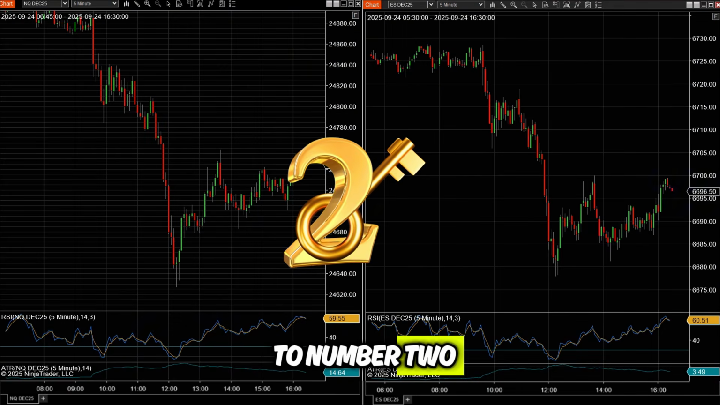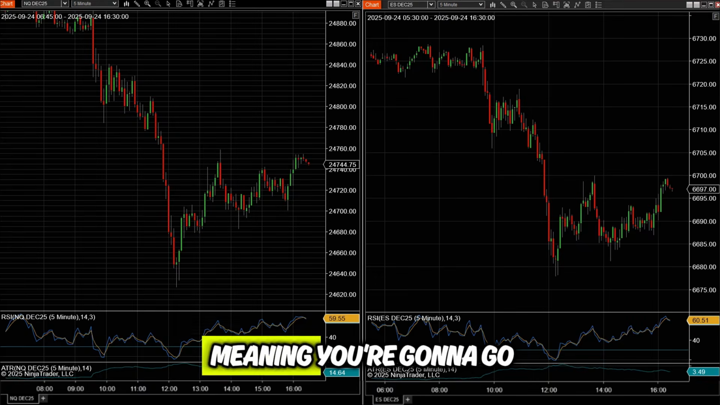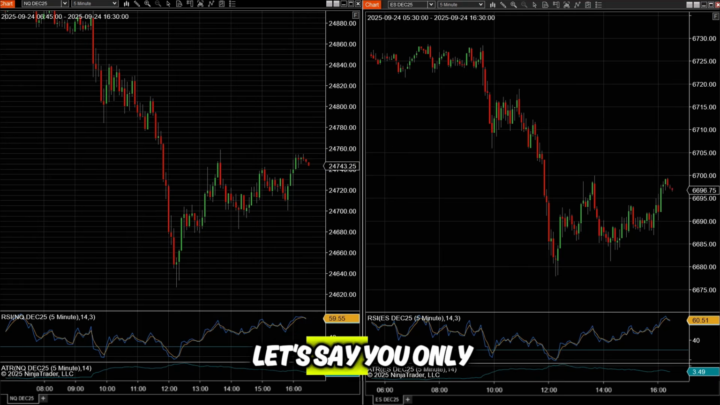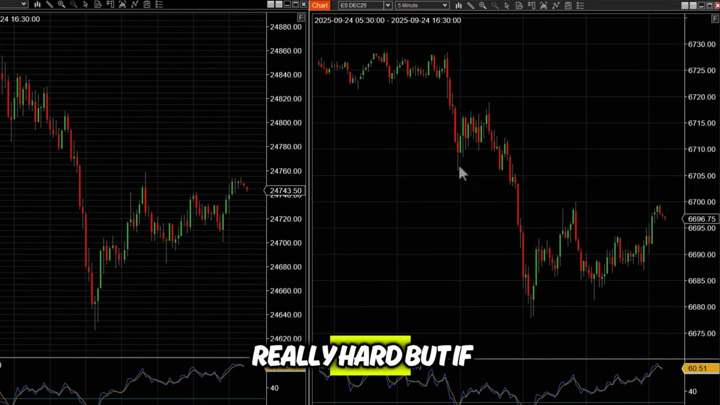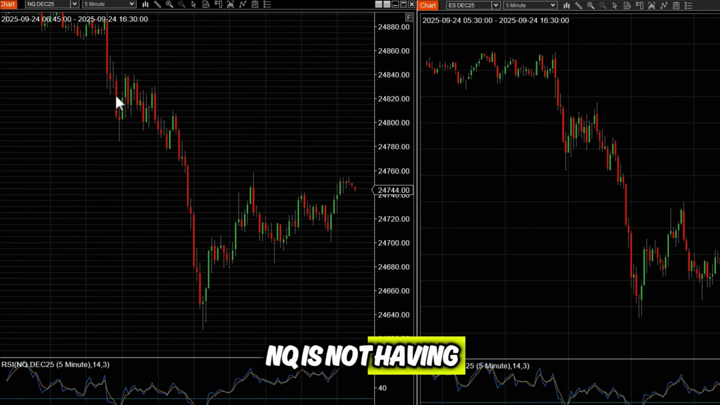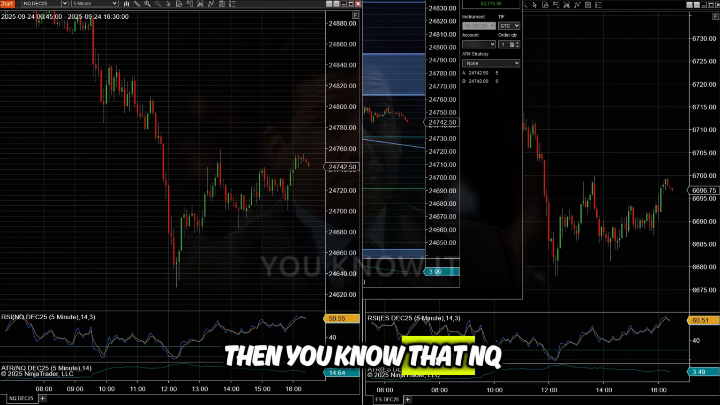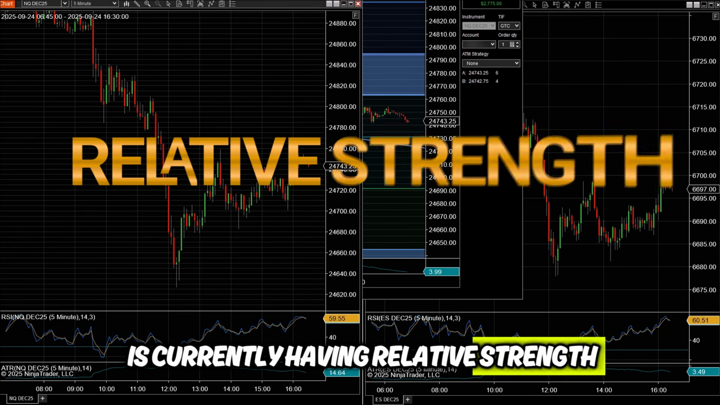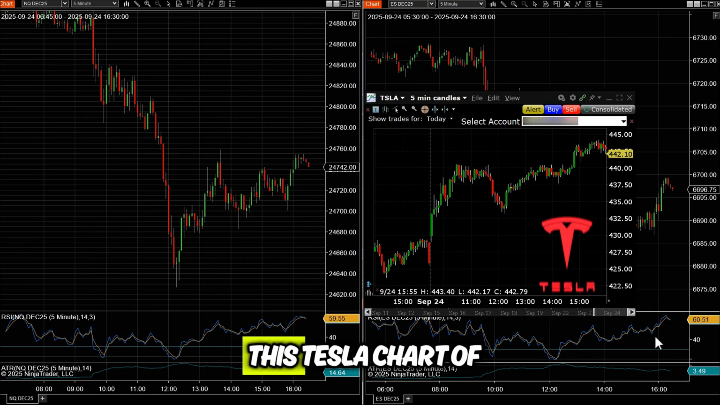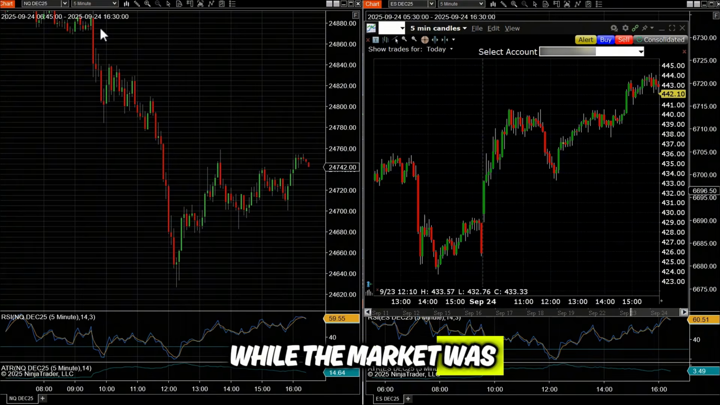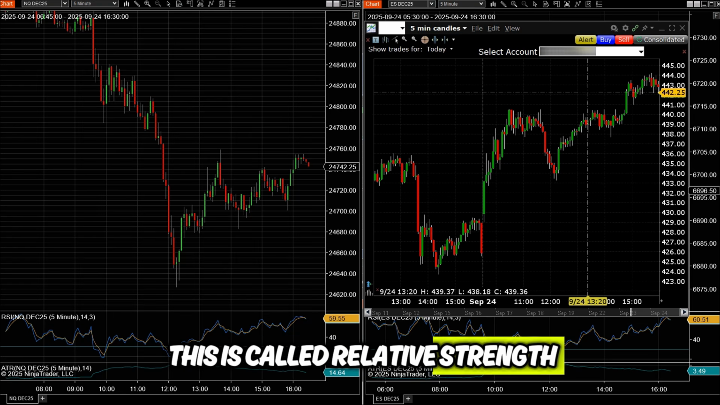And so let's get to number 2. Is when you use NQ and ES divergence for a long bias, meaning you're going to go buy it for it to go higher. Let's say you only trade NQ like me, and you see that ES this morning is going down really hard. But if at that moment NQ is not having the same amount of sells, and NQ seems to be holding, then you know that NQ is currently having relative strength. Now, relative strength can be seen on multiple different stocks. For example, if you look at this Tesla chart of today, while the market was diving in the morning, Tesla was actually pushing up. This is called relative strength.